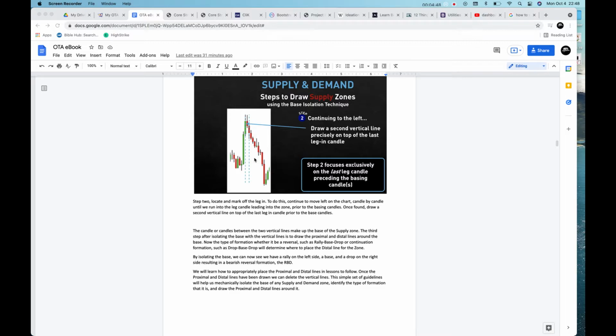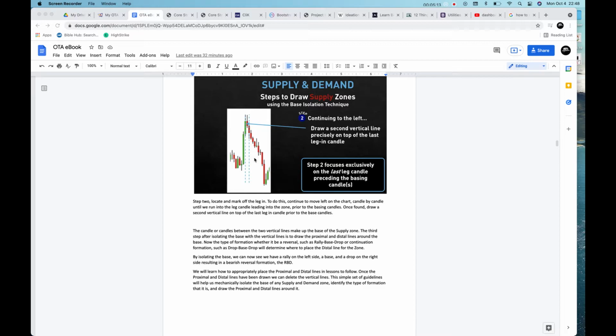Okay, by isolating the base, we can now see we have a rally on the left side, we have a base, and a drop on the right side, resulting in a bearish reversal formation which we refer to as a rally-base-drop, or RBD. Now, we will learn how to appropriately place the proximal and distal lines in lessons to follow.